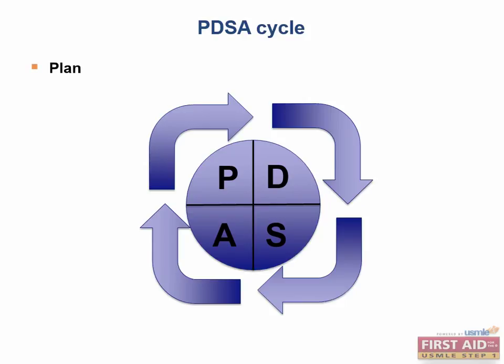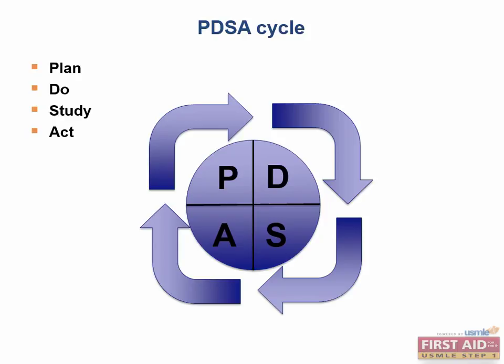Well, the P stands for plan. Now, this step involves defining the problem and its potential solution. Planning should involve coming up with metrics to measure. The D stands for do. This is simply implementing the plan in a way that tests its efficacy. The S is for study, and in this step you analyze the data that was collected during the do phase.